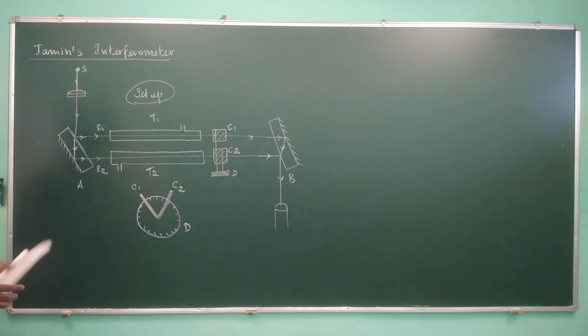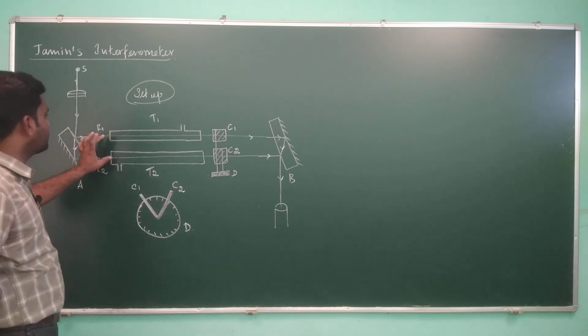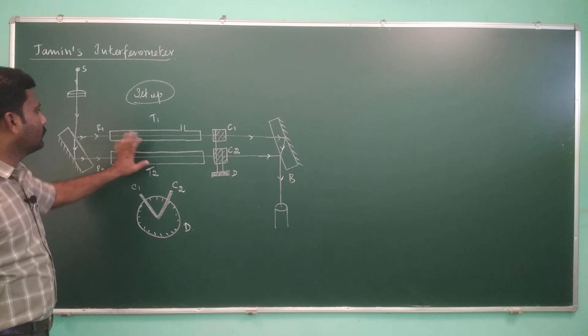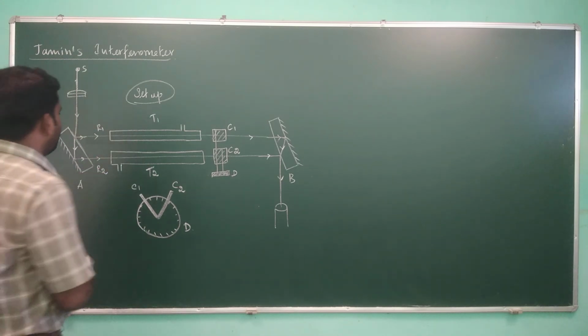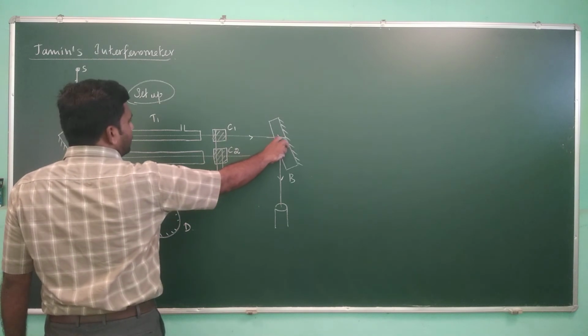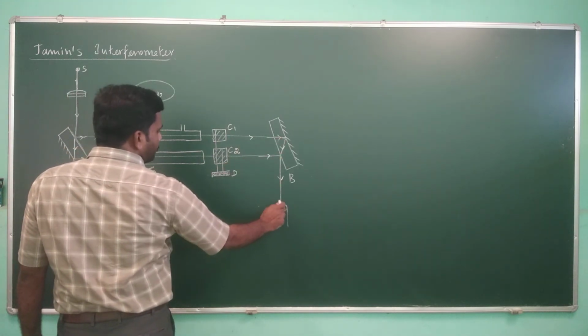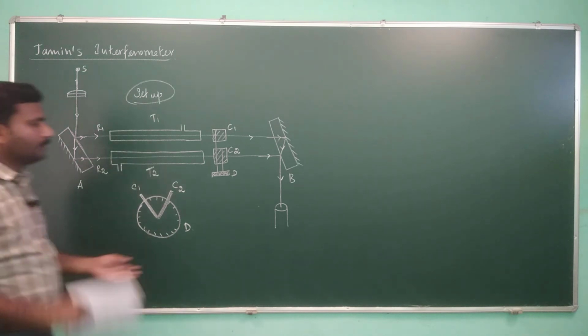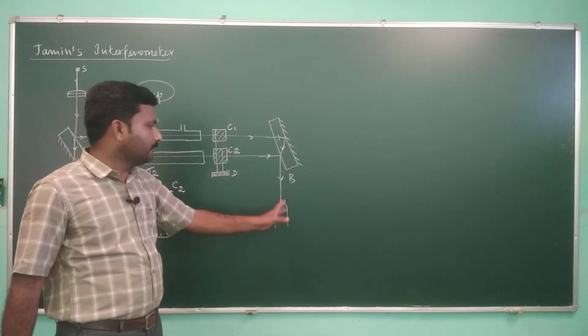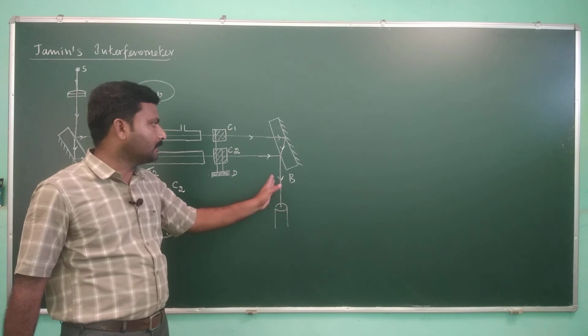Now what happens is, if no gas is filled and the tube is empty, then the light rays interfere and we get a dark spot, right? We are able to get a dark spot, a dark fringe we can observe, and we will focus the crosswire of the microscope on the dark fringe.